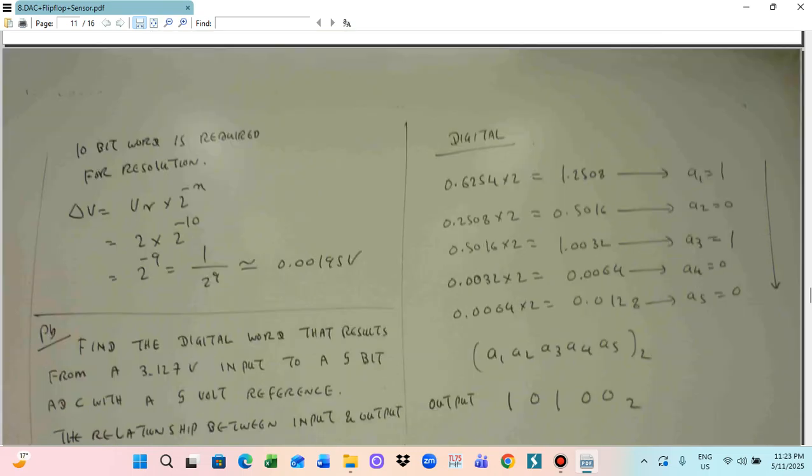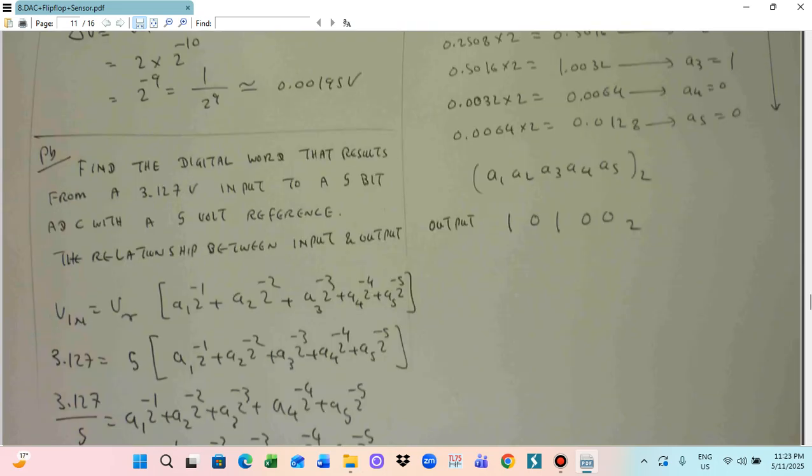Therefore, we have to find out the delta V. So VR multiplied by 2 power minus n. So 2 multiplied by 2 power minus 10. So we can calculate 0.001950.